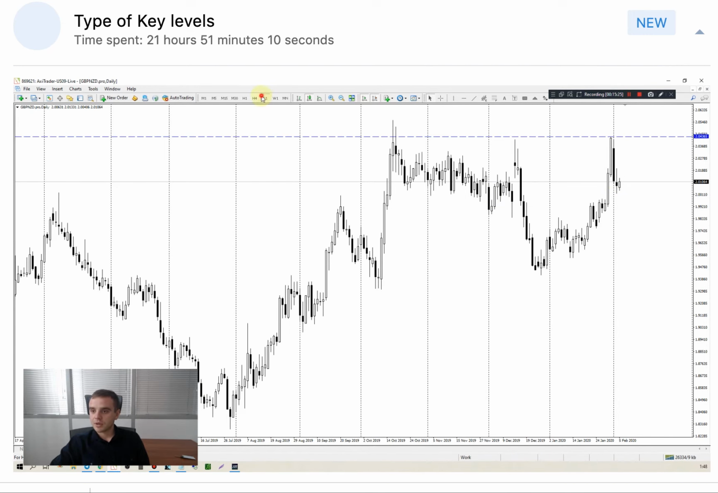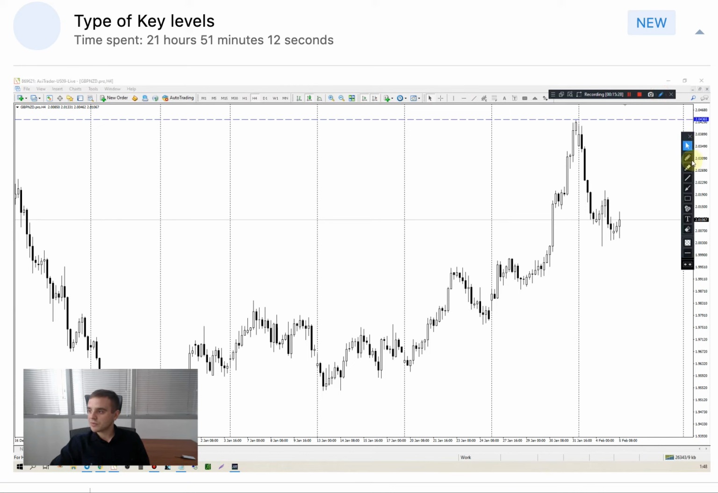What does it mean? That means when price approaches with such powerful candles, there will be a good entry with bigger probability. About such entries, I will record a separate lesson where I will show you how you can make entries, what will make your entries more accurate. This lesson is only for you to understand the types of key levels and how you can trade them. That's all.